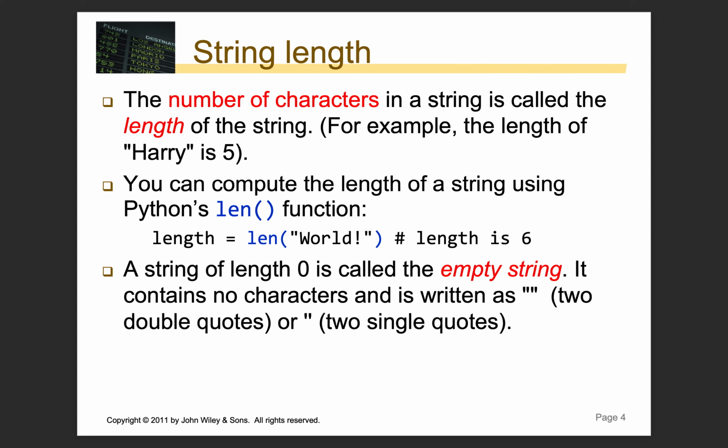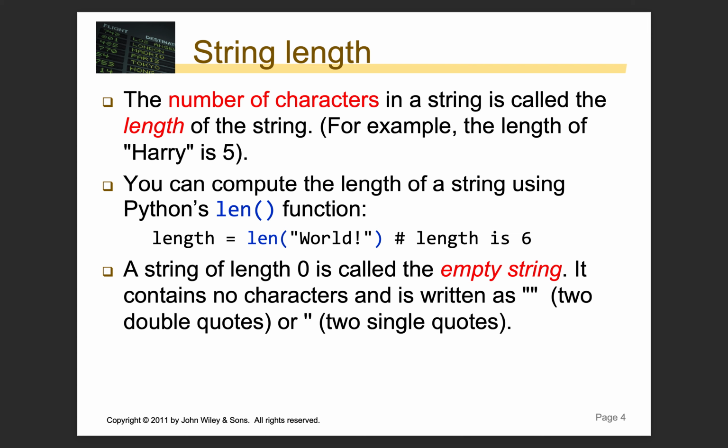Okay, so a string is the data type, and in a string there are a number of characters, and the number of characters in the string is called the length of the string. For example, the length of Harry is 5. We've got H, which is 1, 2 for the A, 3, 4 for the two R's, and then 5 for the Y. The length of the string is 5.